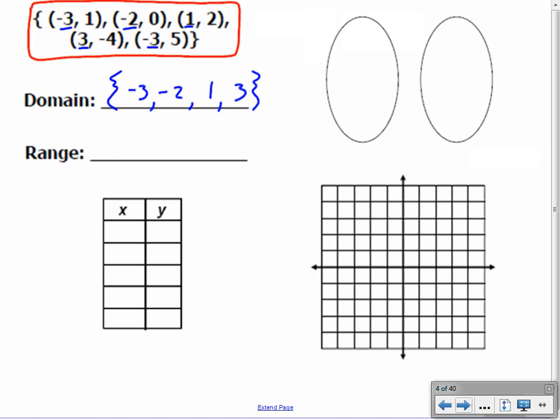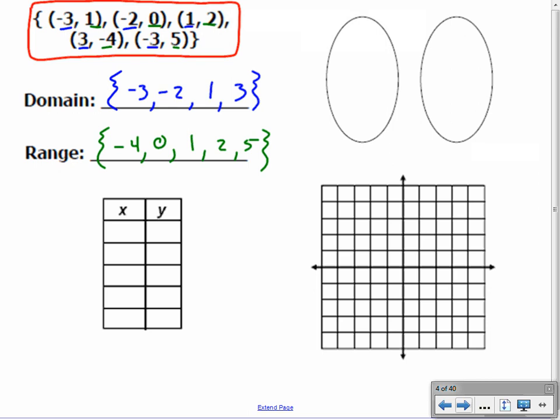And we can do the same thing for range. Range is all of the y values. So we have 1, 0, 2, -4, and 5. And again, we'll arrange these from least to greatest. And notice I'm putting my values in a set of curly brackets because I'm showing that it's a set of numbers. So we didn't have any repeating y values. That's why I have all 5 of them here.